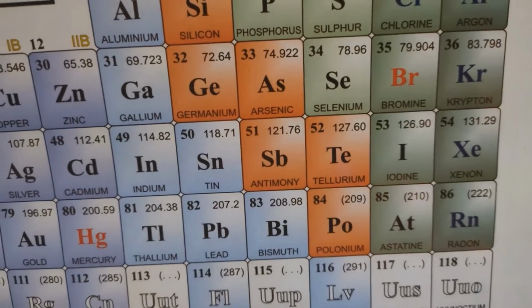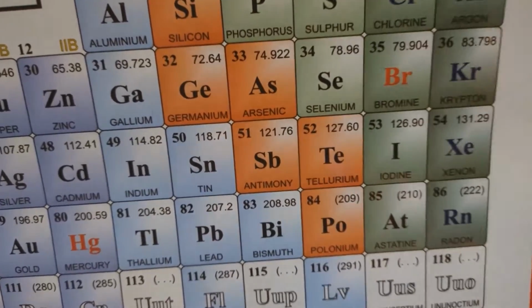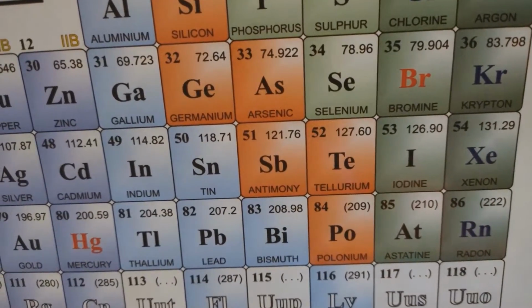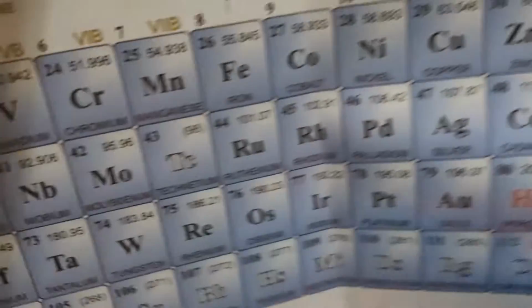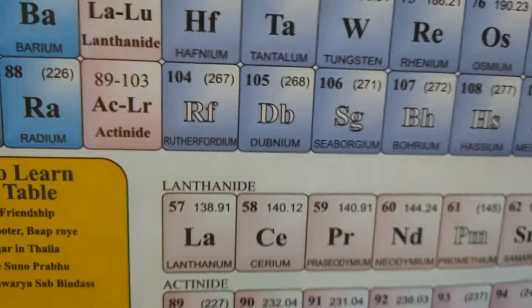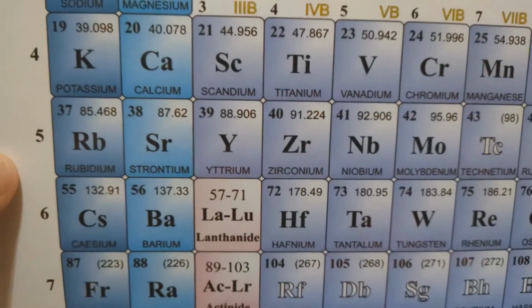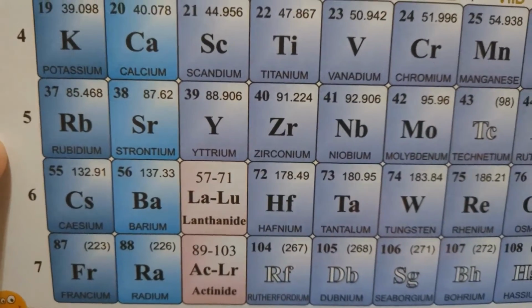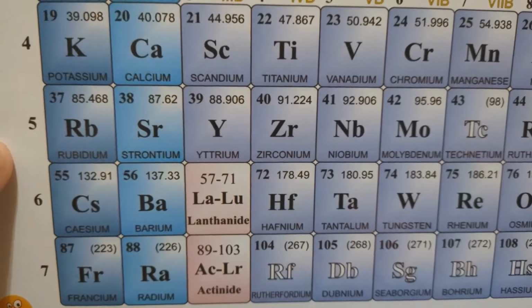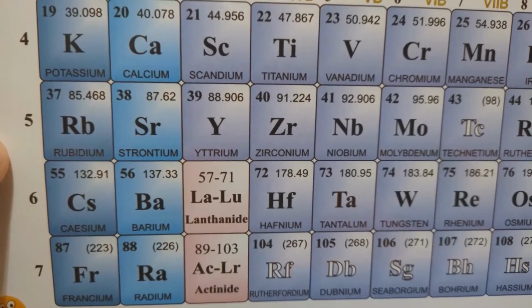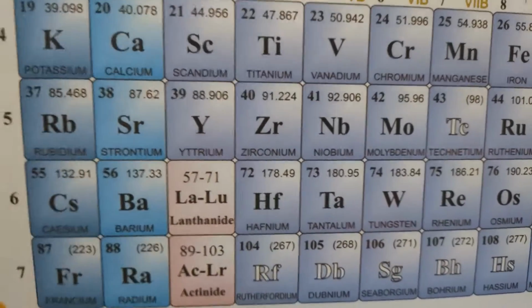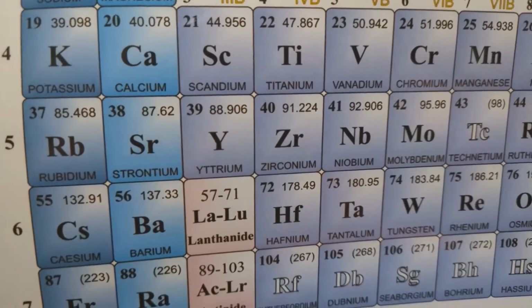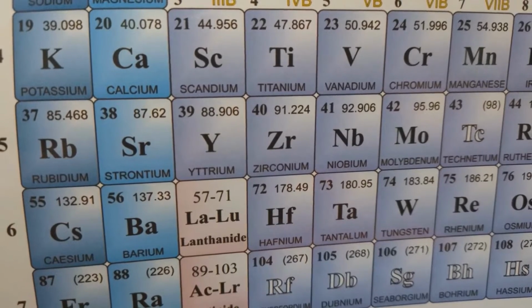It's krypton, and has an atomic mass of 83.798, and it's represented by the symbol capital K and small letter R. For the 37th one we have rubidium, you can call it whatever you want, and it has an atomic mass of 85.468, and is represented by the symbol capital R and small letter B.